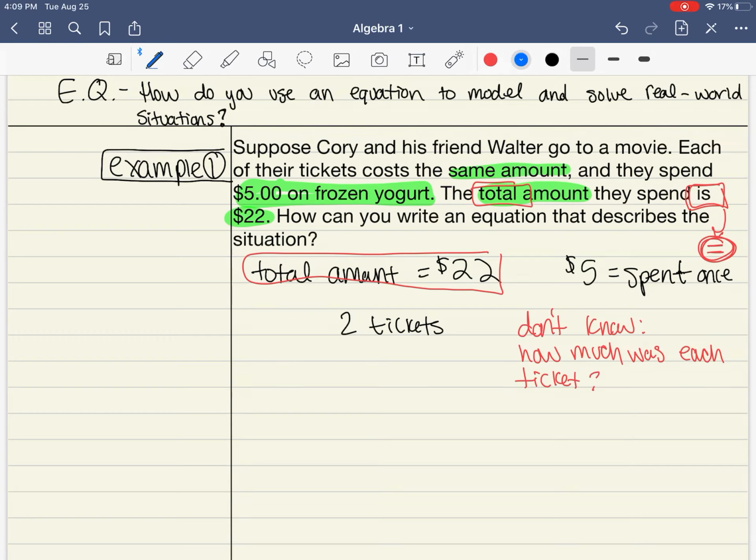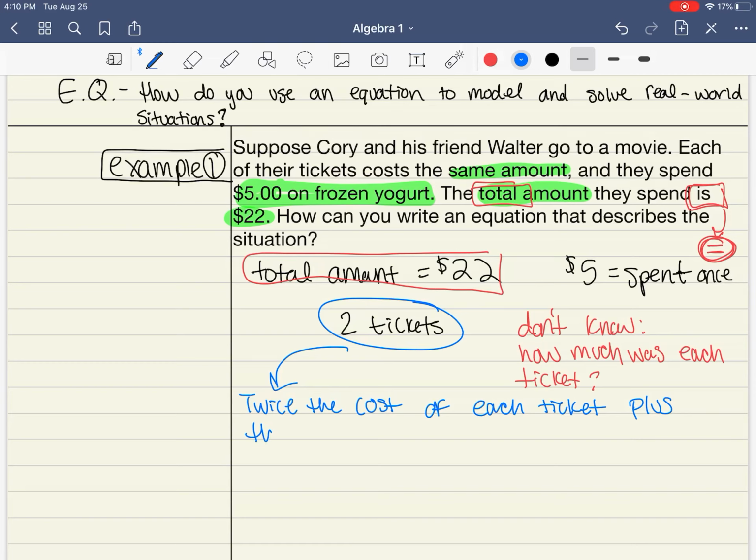All right, so let's make this into some words. So we've got twice the cost of each ticket. Why twice? Because there's 2 of them. So you could word this differently. Twice the cost of each ticket plus the cost of yogurt, because they did spend that money, equals the total amount.